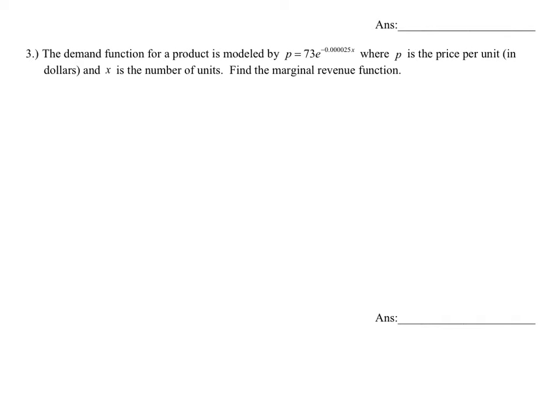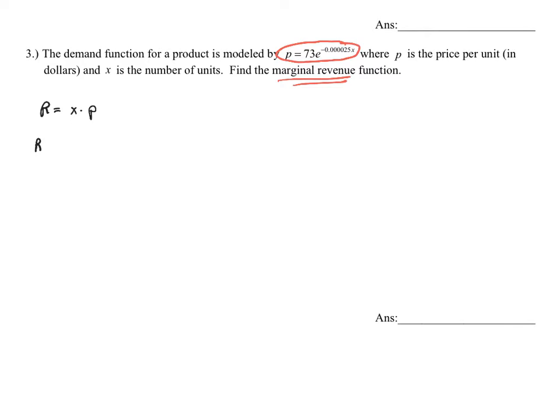After reading this problem, what you should realize is that we are given the price demand function for a revenue function, and we want to find the marginal revenue. The first way to attack this problem is to remember what a revenue function is. A revenue function is always the price times the quantity. The quantity variable here is x, and the price is given to you by the price demand function p.